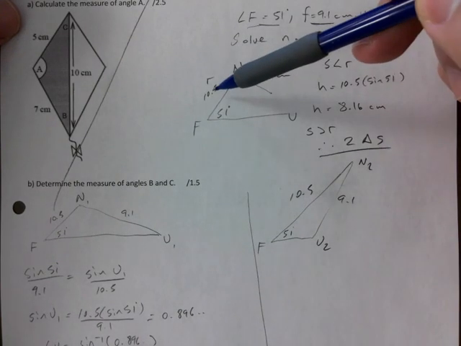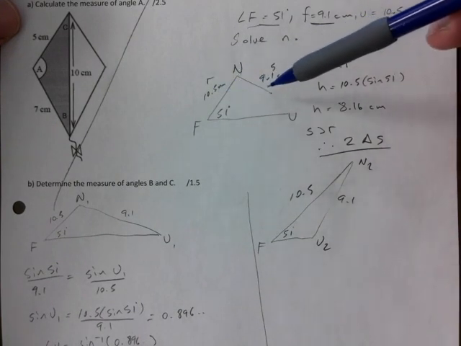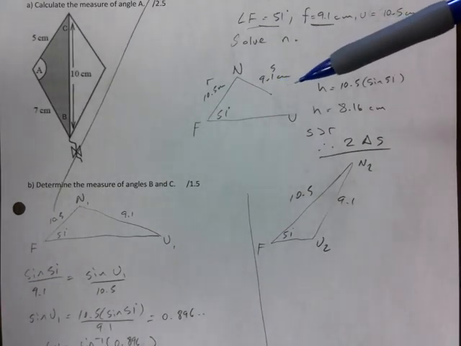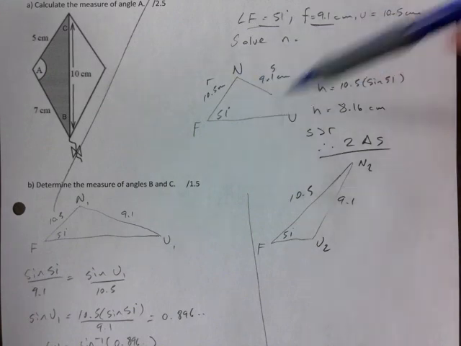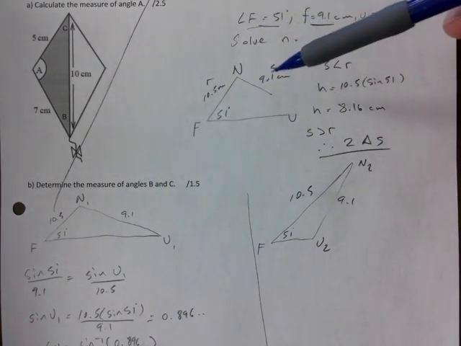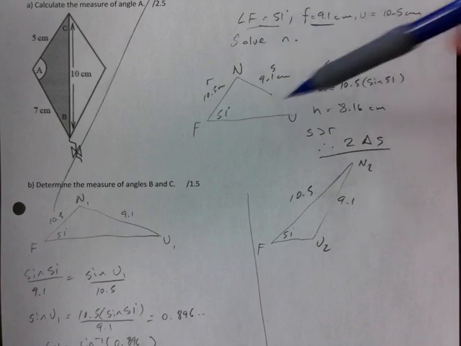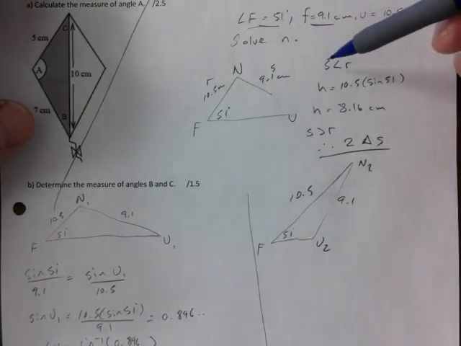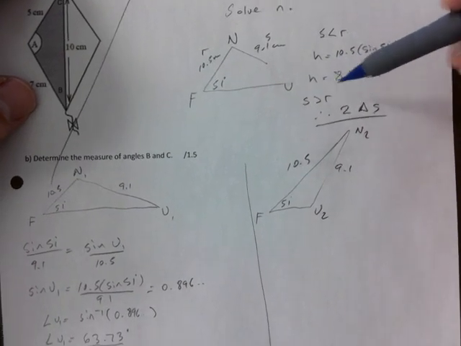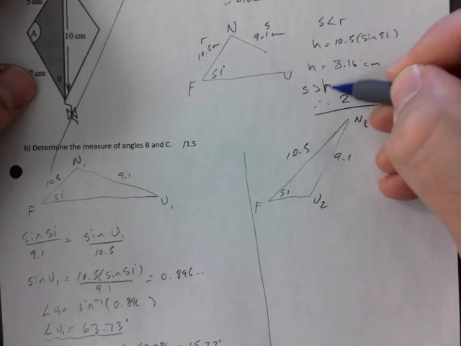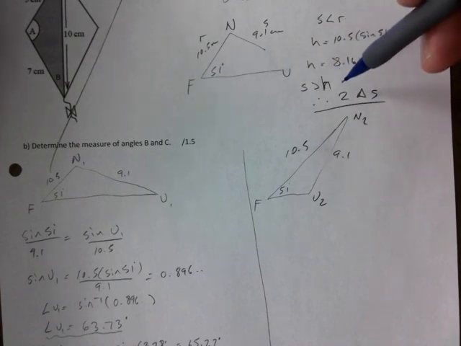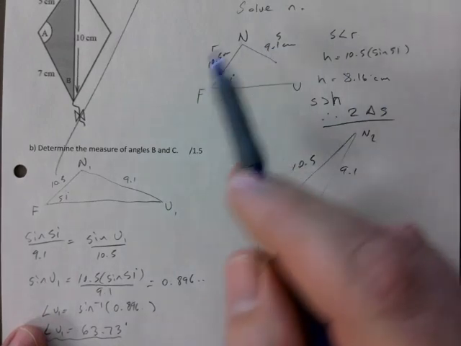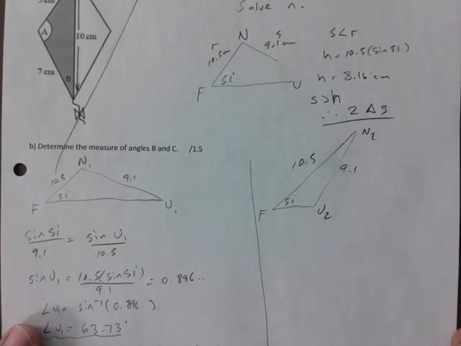The string is shorter than the rod based on the numbers. If it had been bigger than the rod, no worries. If you review and go back, if ever you have an SSA, make sure the string is longer than the rod, then you never have to worry about it. It's one solution. But here the string is shorter, so find the height. The string is bigger than the height, and so therefore you've got two triangles, or two solutions. So that would be the justification part of what happens next.